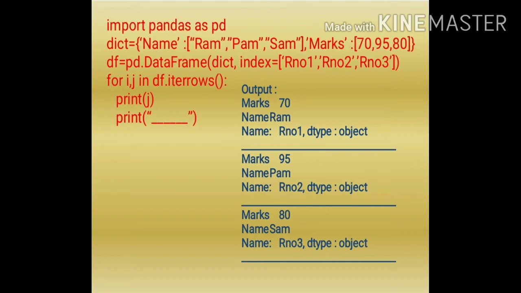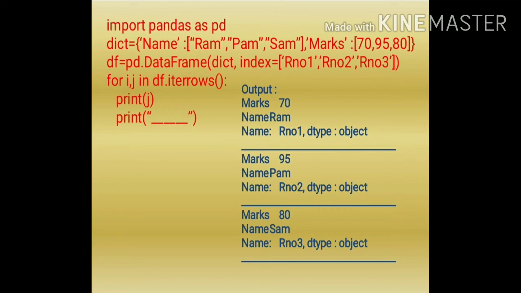Again we will go up. Now the second time when the loop is running, the value of marks is 95 with the name Pam and the heading is RN2. When the line is printed, again we will go up, and then marks, name and the name of the index with its data type. Are you getting this, i comma j? Since we want j to be printed, that's why it is going like that. Marks and then the name and then its row head, the index of the row. The index of the row is coming by default, but j is actually giving marks and name.